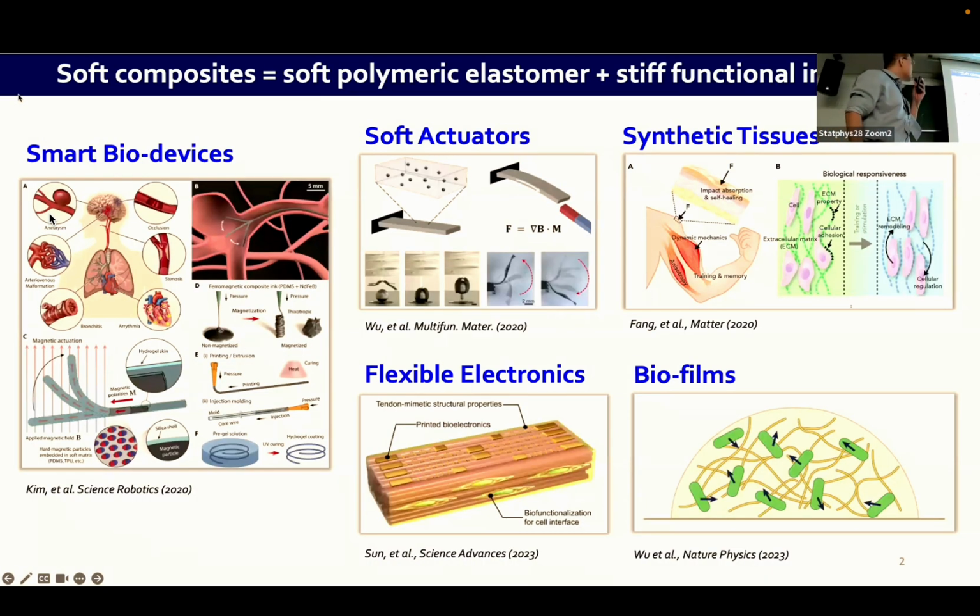We are interested in the physics of soft composite materials, which are slightly different from glasses, I think. They are soft polymeric elastomers loaded with stiff functional inclusions. Such systems form the basis of wide-ranging applications, from smart biomedical devices and soft actuators to synthetic tissues, flexible electronics, and biofilms. In all these cases, the design of material function relies on our understanding of how these included particles interact with each other and with the matrix to give rise to the desired global properties.